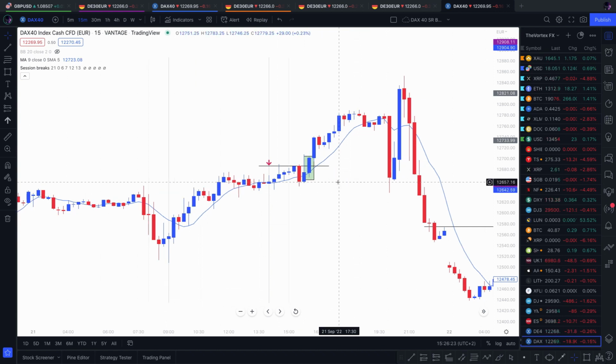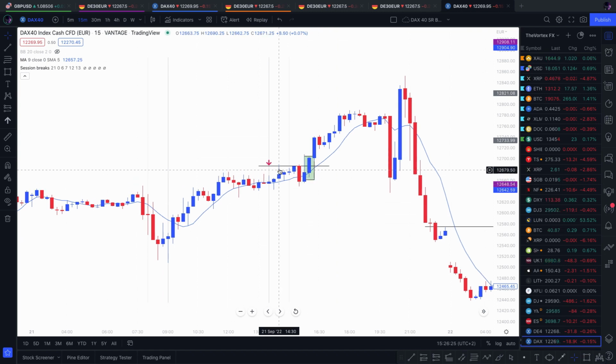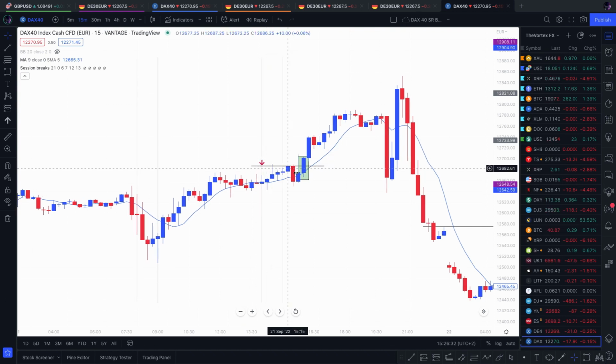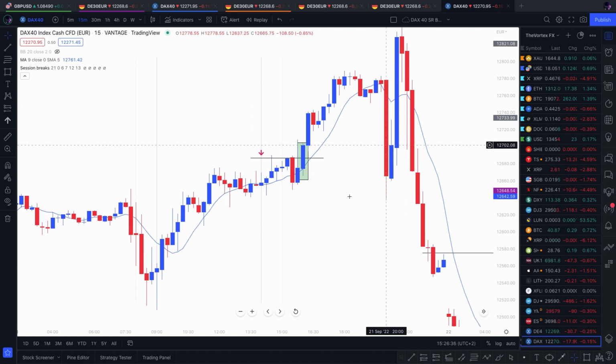Right, here we have another one. We can see that we created a new range during the New York session. We have a line of resistance, 1 tap, 2 tap, 3 taps, and then there is our impulsive candle.